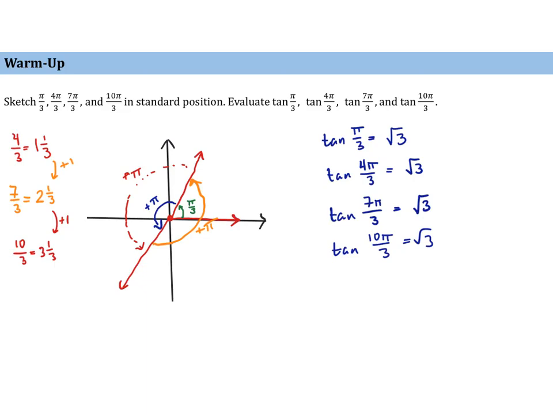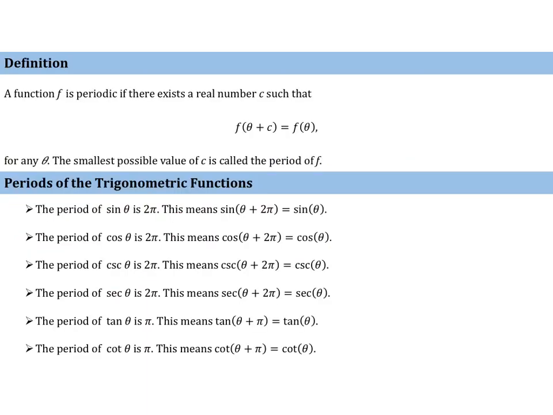for the tangent function. So whenever a function repeats output values on a regular basis, then we call that function periodic. And the period is simply the distance between inputs that yield the same output. It's the smallest distance that would yield that output. So for example, we saw in our first warm-up that every 2 pi units we have the same output for sine. So 2 pi units later, we would have the same output for sine. And the same is true for cosine functions, cosecant functions, and secant functions.